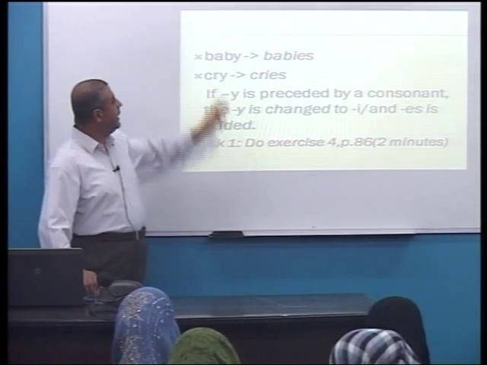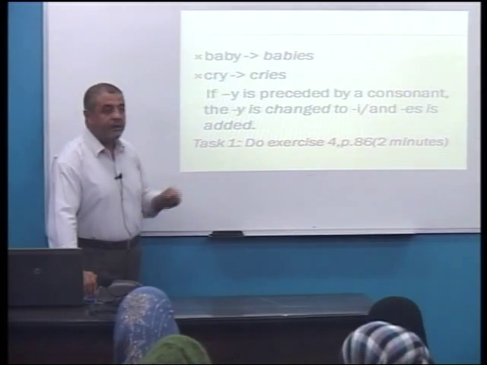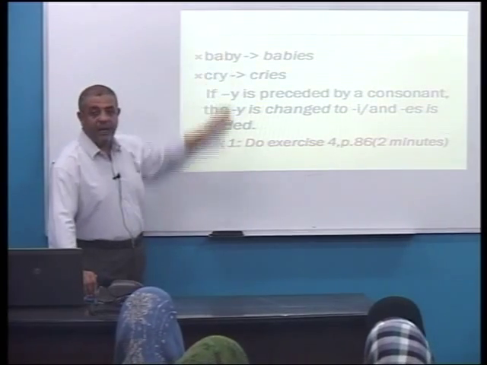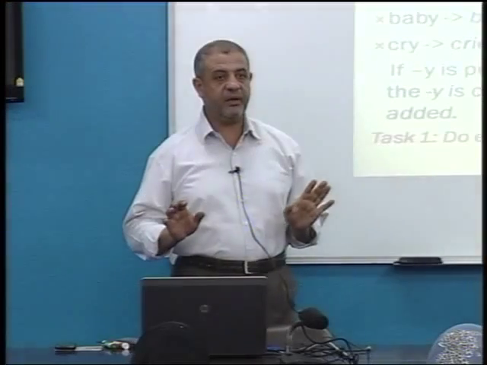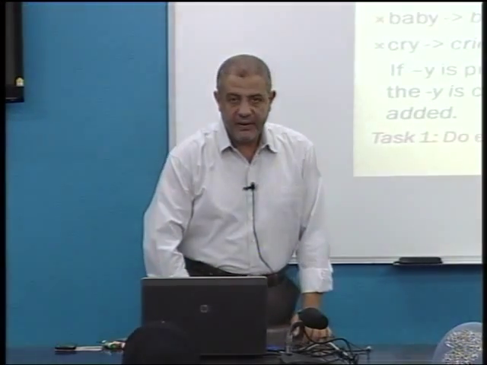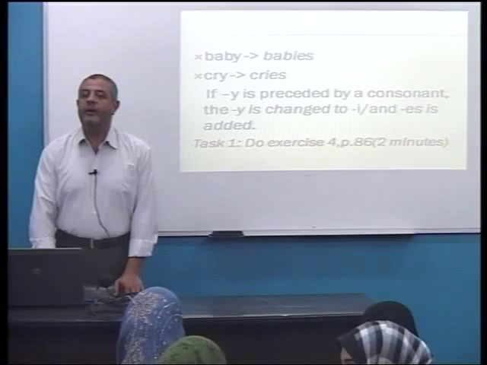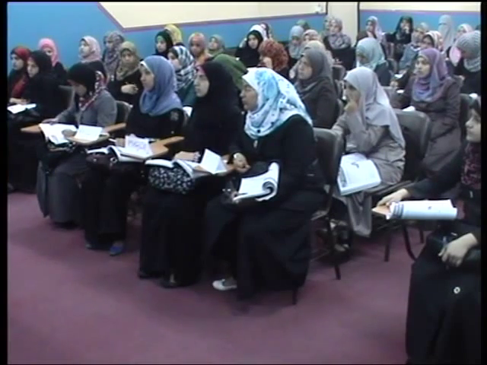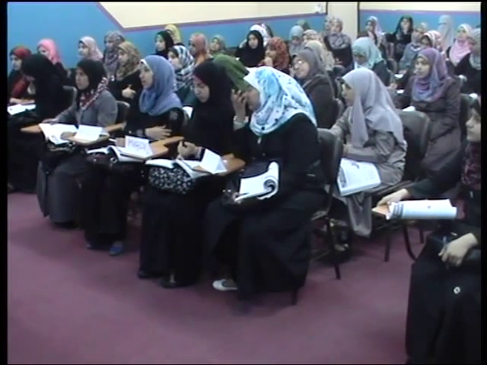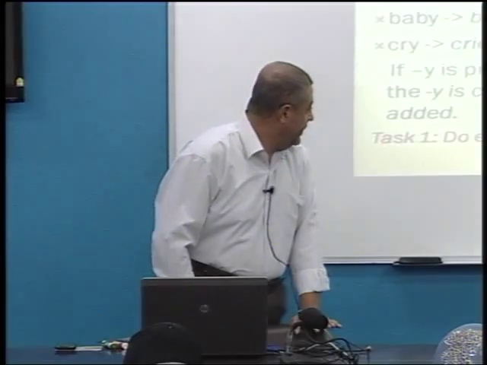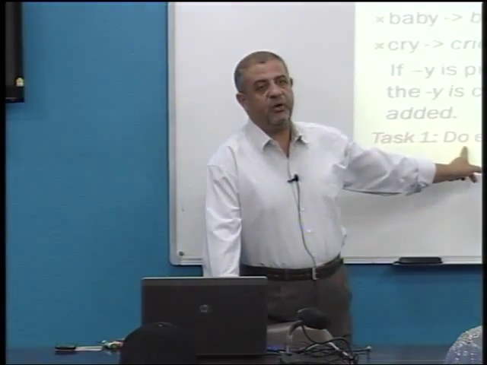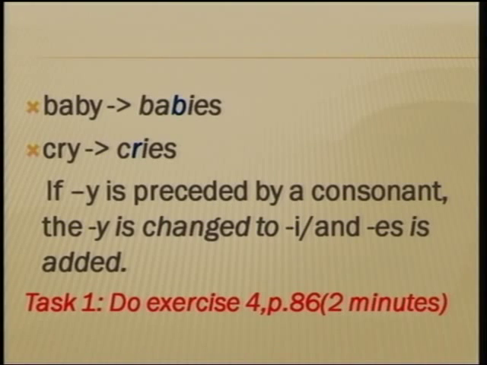Now what about baby and cry? They end with Y, okay, noun and verb, preceded by a consonant. Okay, thank you. How did we add the S? Thank you very much. Good. So we change it into what? I, and we add ES. Okay, now please, you have 2 minutes. Look at your book and do this exercise. Only 2 minutes.